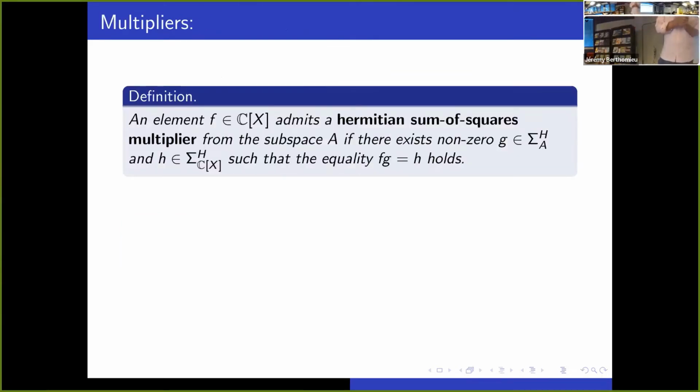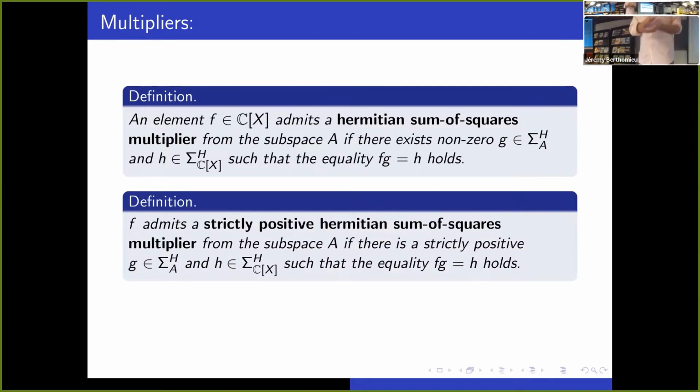I will speak about multipliers. An element F admits a Hermitian sum of squares multiplier from the subspace A if there exists a non-zero G in sigma A and H a Hermitian sum of squares such that F times G is equal to H.